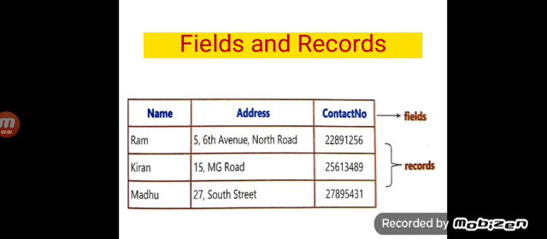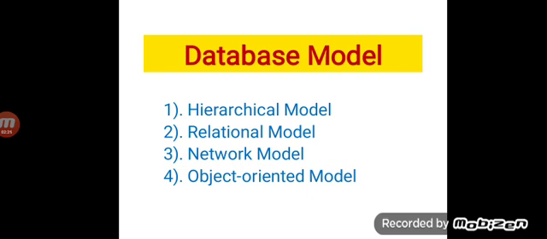Then record. A collection of fields makes one record. It stores all the information about a single object. In the example, it is given name, address, contact number of a single person. That is called a record. Next we have database model.